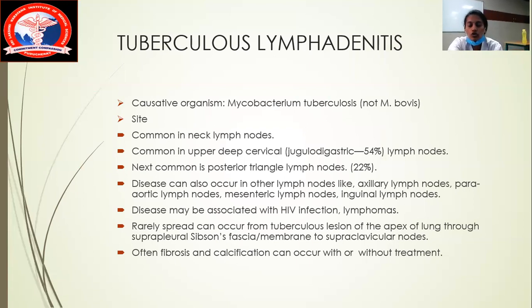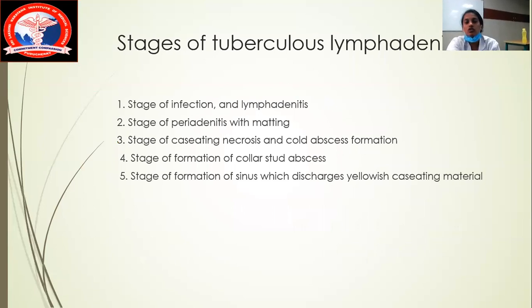Okay, if you're going to do a treatment or not a treatment, we can also expect fibrosis and calcification. The most important question you need in your daily basis: what are the stages of tuberculous lymphadenitis? First is the stage of infection and lymphadenitis. Second is the stage of periadenitis and matting, and third is the stage of caseating necrosis and cold abscess formation. The fourth is the stage of formation of the collar stud abscess, and fifth is sinus formation.